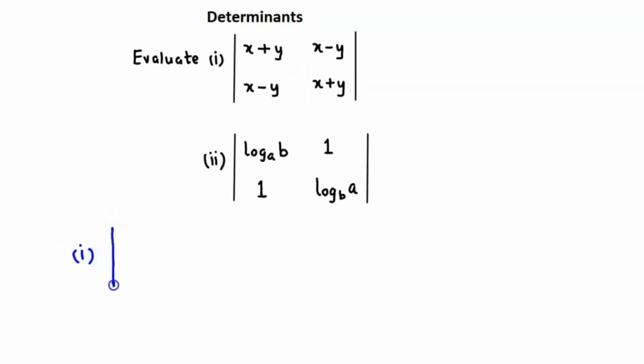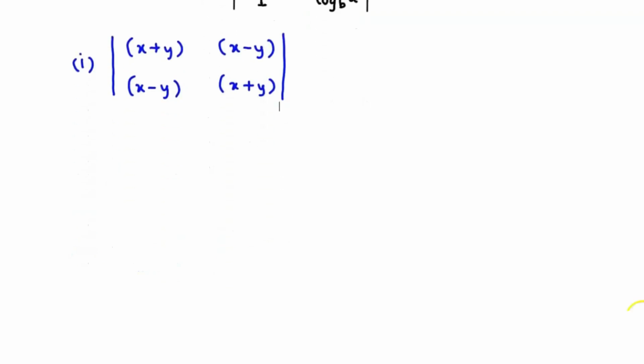The first one, determinant of x plus y, x minus y. The second row has elements x minus y and x plus y. So let us evaluate. So we just multiply these two, we get x plus y into x plus y, which is x plus y the whole square, minus, now x minus y times x minus y, that's x minus y the whole square.